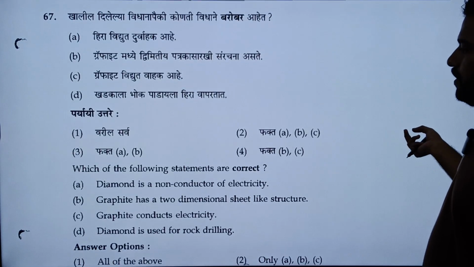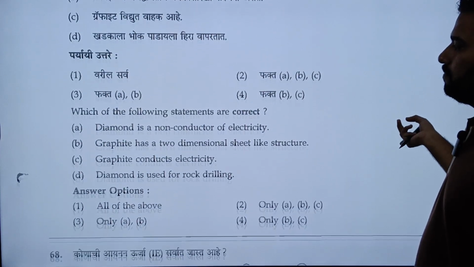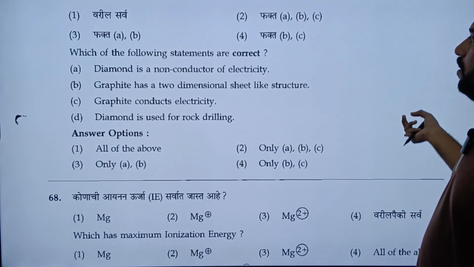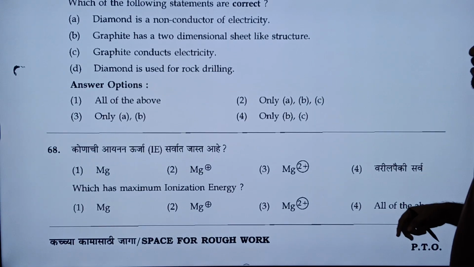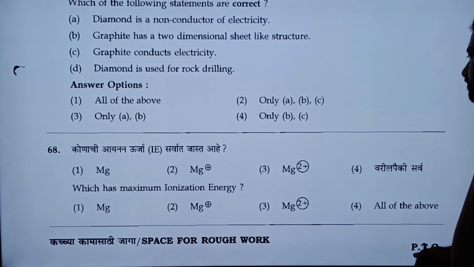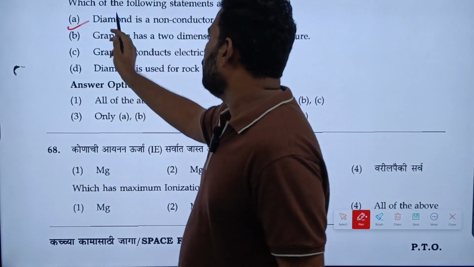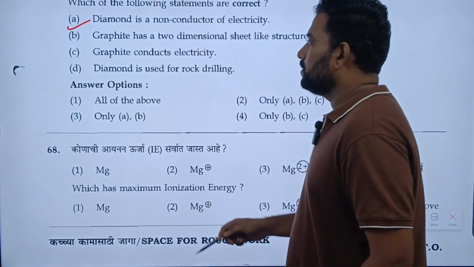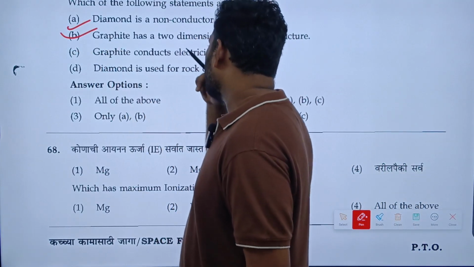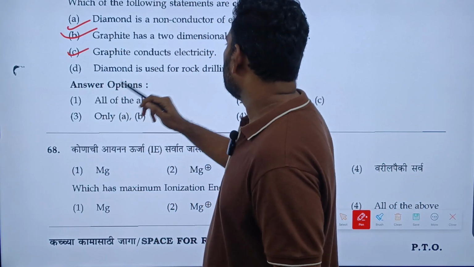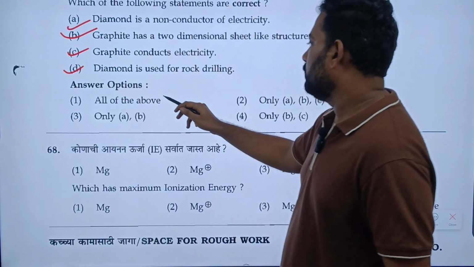Next question is again from chemistry. Which of the following statements are correct? Diamond is non-conductor of electricity. Very easy, right? Graphite has two-dimensional sheet-like structure. Again, right? Graphite conducts electricity, right? Diamond is used for rock drilling, right? All of the above.